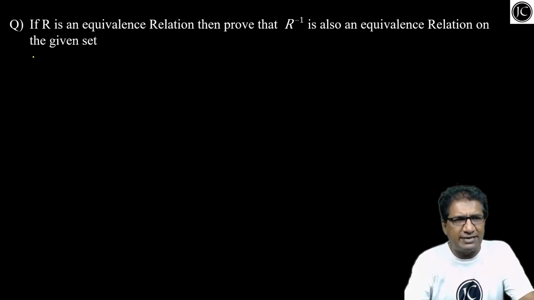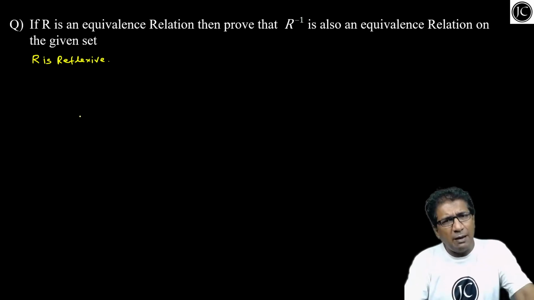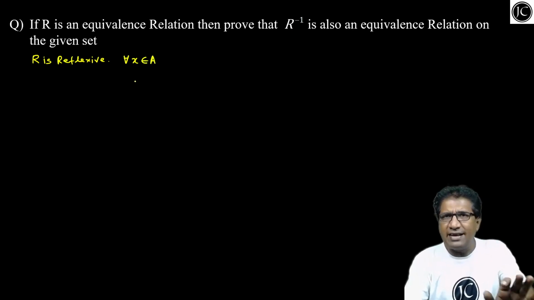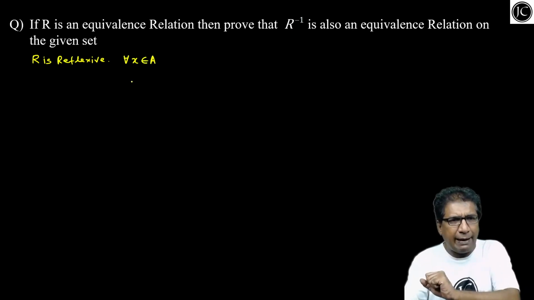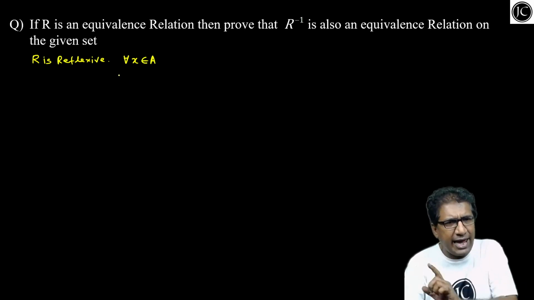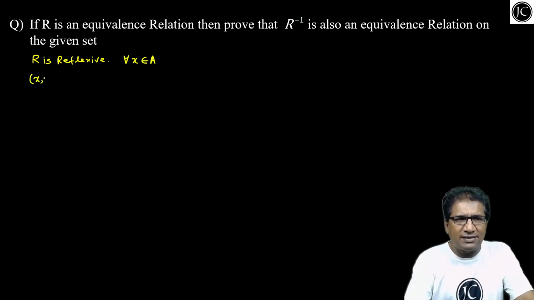So let us do one thing. First, we take that R is an equivalence relation, so I can say that R is reflexive. What does reflexive mean? For all elements x belonging to the set, let us say the given set is capital A, so for all x belongs to A, (x, x) belongs to R.